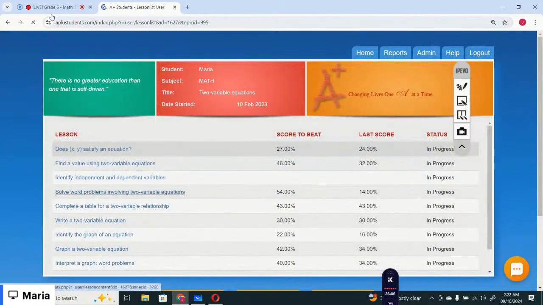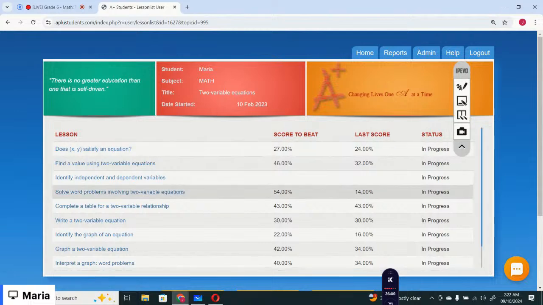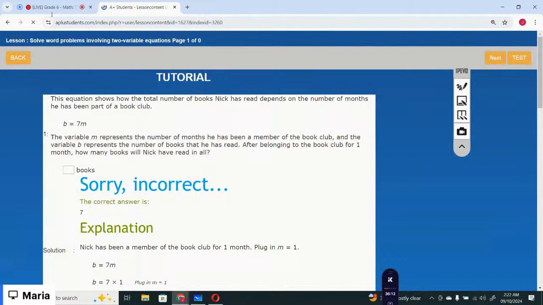The next one is solve word problems involving two variable equations. Okay, let's just start with the first example. This equation shows how the total number of books Nick has read depends on the number of months he has been part of a book club. The variable m represents the number of months he has been a member of the book club, and the variable b represents the number of books that he has read. After belonging to the book club for 1 month, how many books will Nick have read in all?